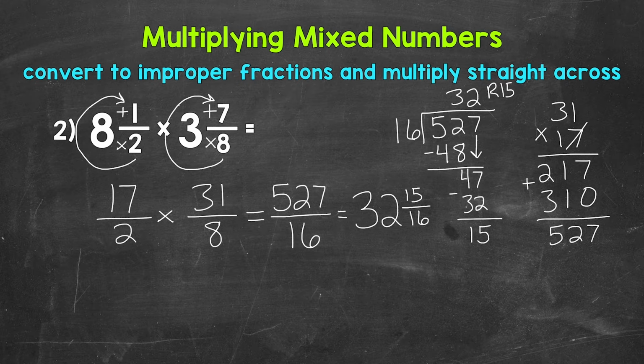15/16 is in simplest form. The only common factor between 15 and 16 is 1. So we are done. Final answer, 32 and 15/16. So there you have it. There's how to multiply a mixed number by a mixed number. Let's move on to multiplying a mixed number by a whole number.